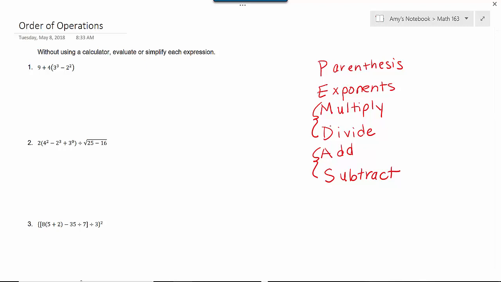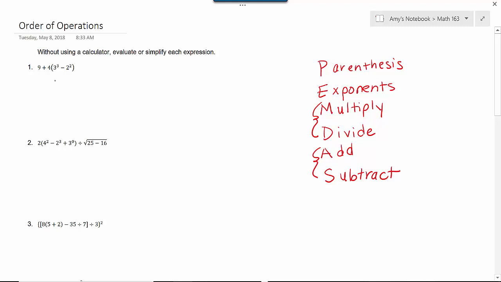What is important is that we look at multiplication and division together and addition and subtraction together in order from left to right. You don't do all the addition and then go back and do all the subtraction. You do those things together. So let's look at these examples from your review packet.